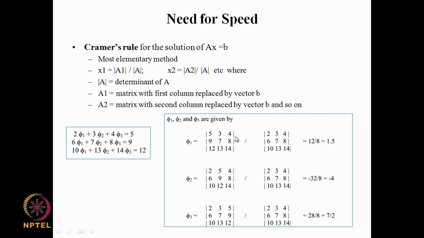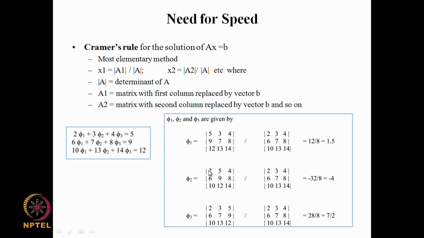So the determinant of this divided by the determinant of the coefficient matrix, which is 2, 3, 4, 6, 7, 8, 10, 13, 14. You can go through an evaluation of these two determinants, and you will get 1.5. If you want the solution for phi 2, it is given by the original members of the coefficient matrix, that is 2, 6, 10 and all that, in which we replace the second column, that is the 3, 7, 13, by 5, 9, 12.